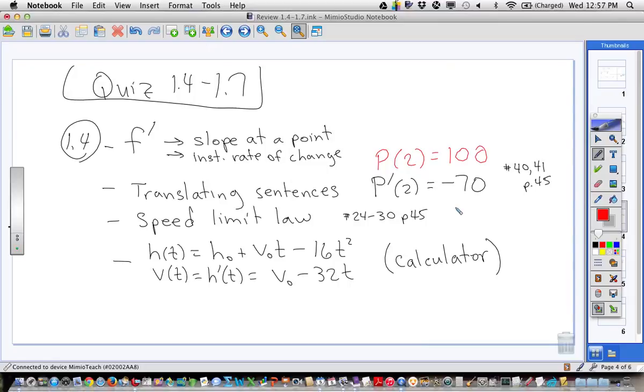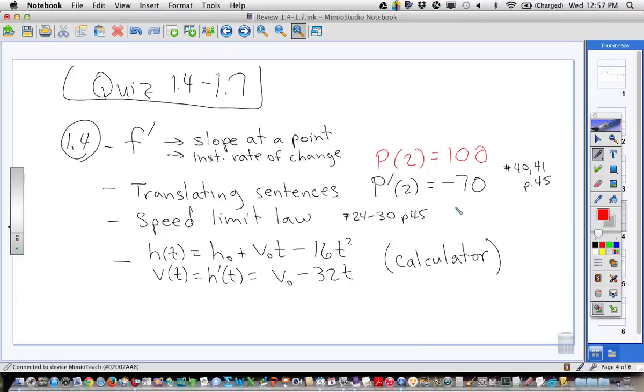At 2 hours, it's 100 east would have been positive. So there, in that case, if you had both of those pieces of information, the car is 100 miles east of Bismarck and it was coming back towards the west at 70 miles per hour. So be able to just translate that.